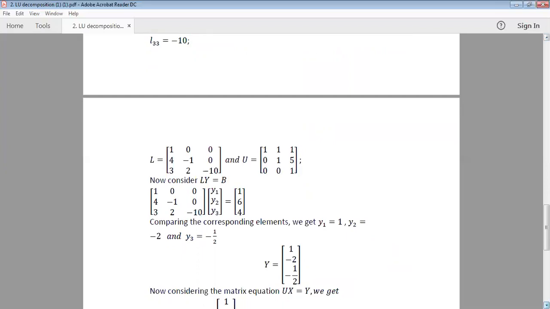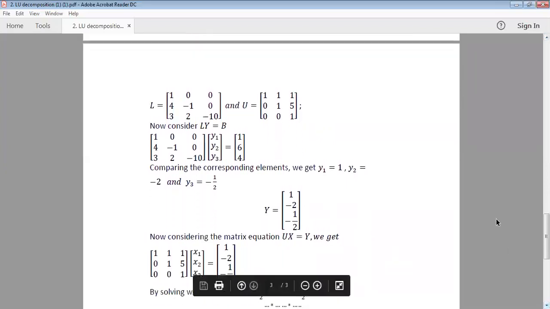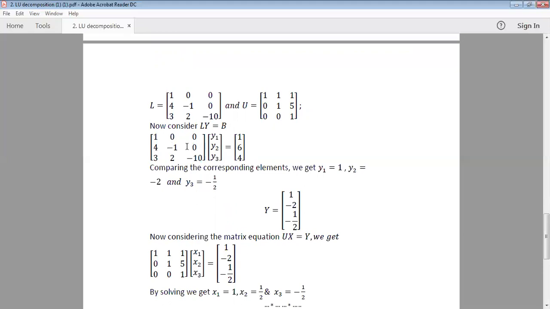So now consider Ly equals B. The matrix L is 1 0 0, 4 -1 0, 3 2 -10. Y is y1, y2, y3, and this equals the constant matrix 1 6 4. So again multiply these two matrices. 1 into y1 equals y1, so y1 equals 1. Next y2 equals -2 and y3 equals -1/2. Now we know matrix y equals 1, -2, -1/2.